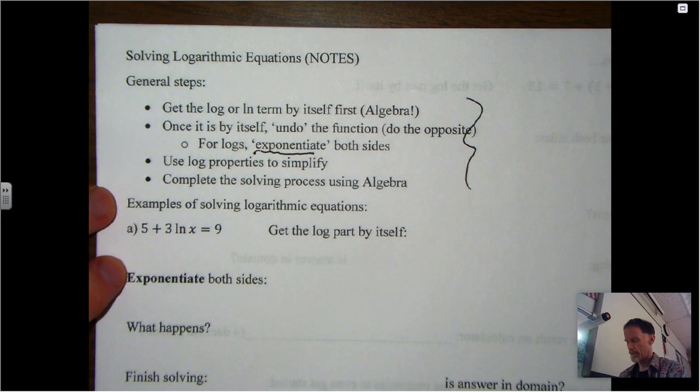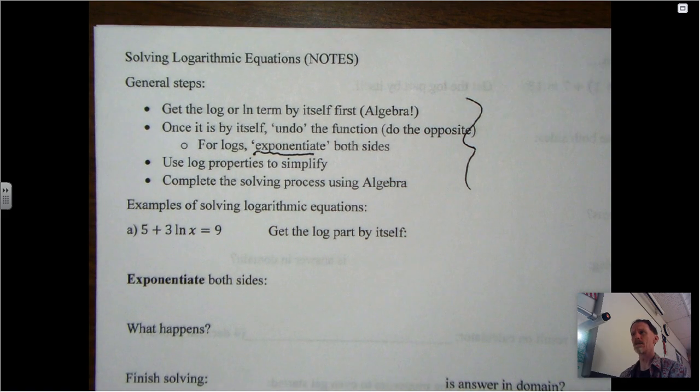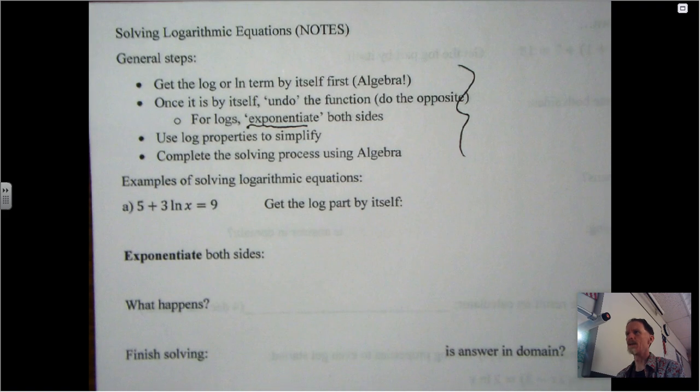There's a couple of special cases where we have to use some log properties, but we'll get to those examples in just a minute. So let's jump on in here.